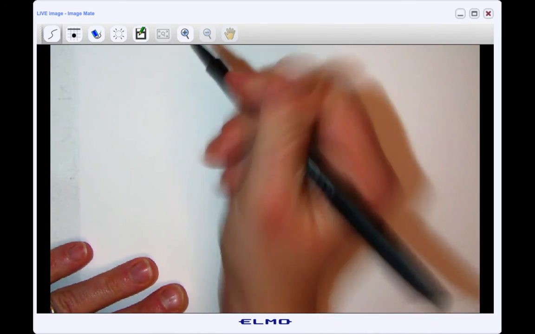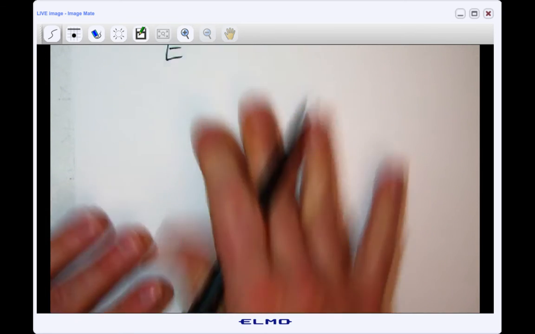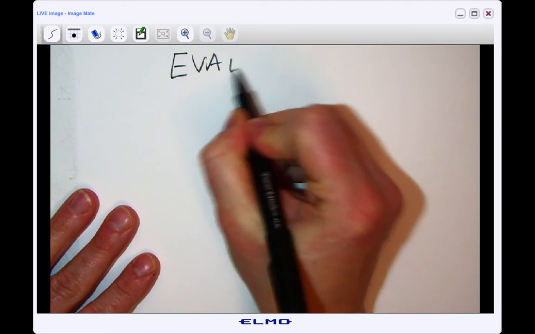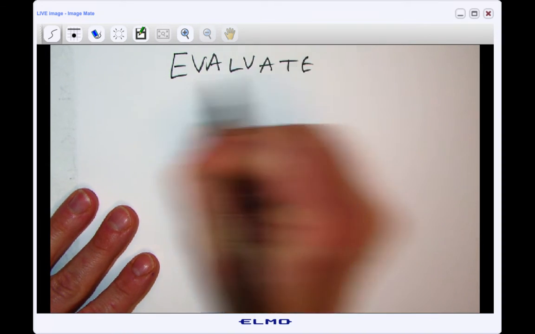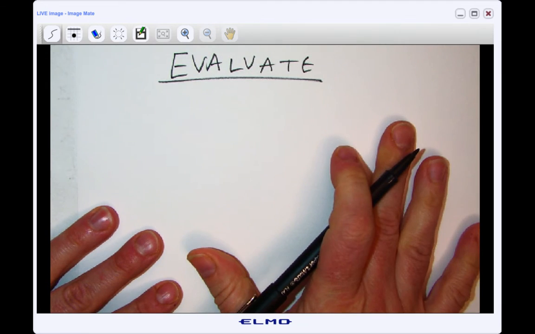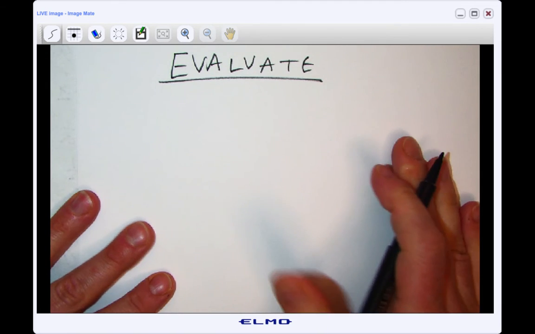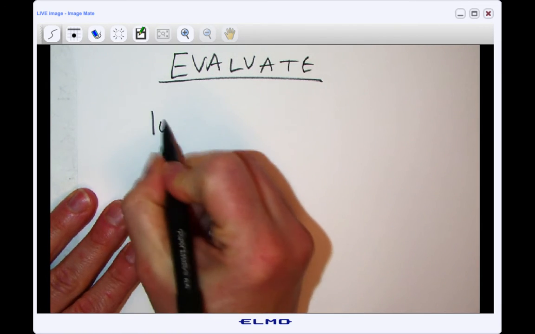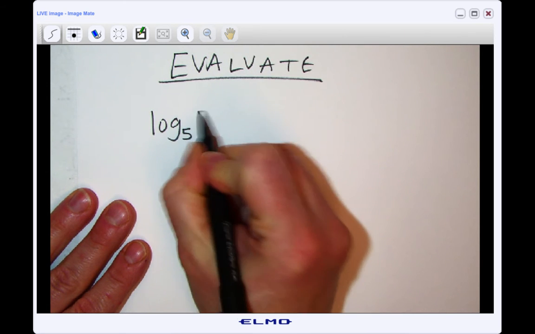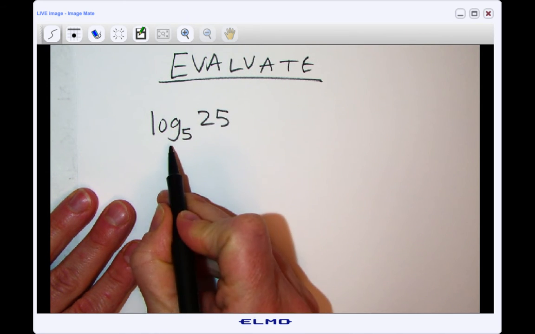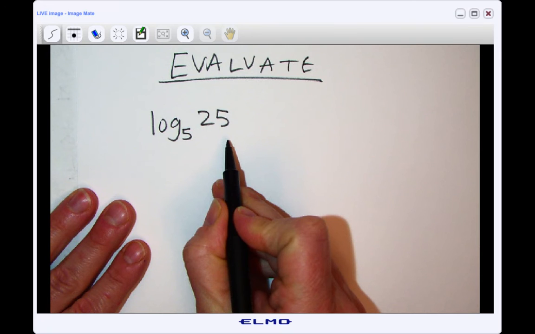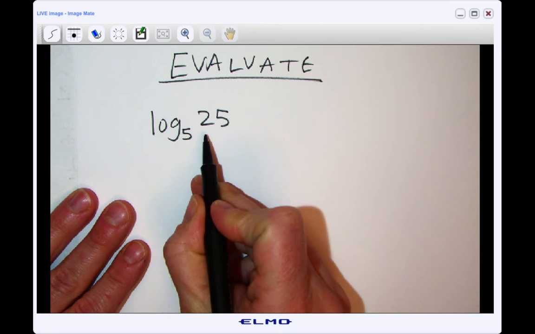Let's try a few of these. So we'll say evaluate. In other words, when you evaluate an expression, you're giving the value of that expression. All right? So here's my first expression. Log base 5 of 25. Log base 5 of 25.